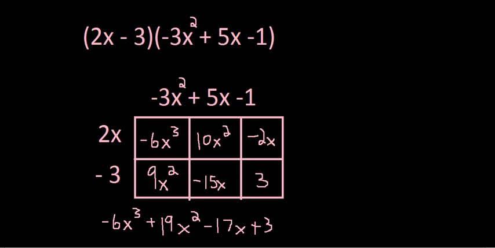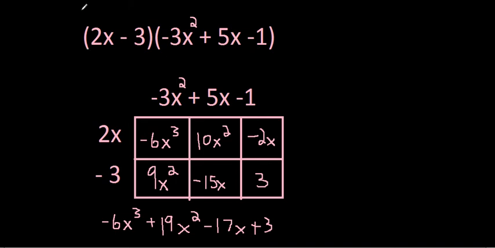Okay, so I want to show you an easy way to manage information, to display information so that distributive multiplication problems can be made easier and simpler to do and also to review and check for errors. So imagine that you're given this problem, 2x minus 3, the quantity of that, times negative 3x squared plus 5x minus 1, the quantity of that.